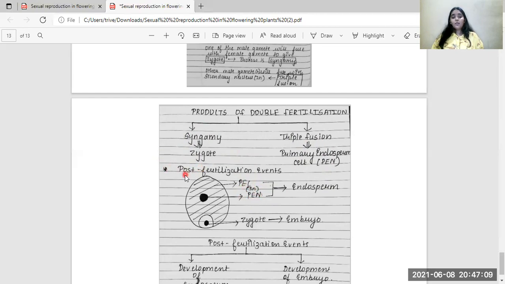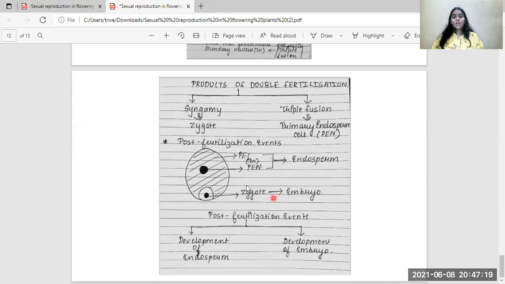We'll take a further look at post-fertilization events. PEC and PEN combine and form endosperm, whereas the zygote forms the embryo. These are the post-fertilization events. Thank you.